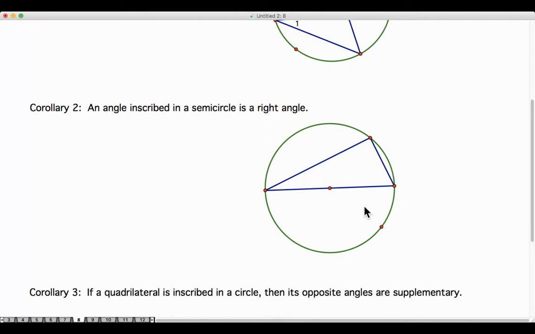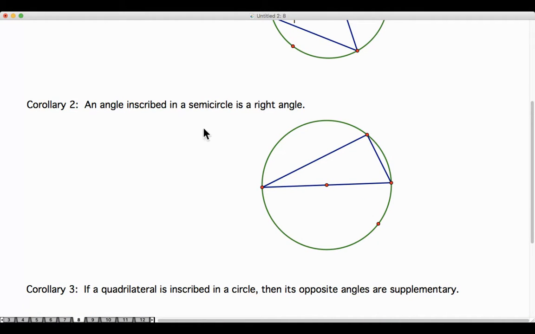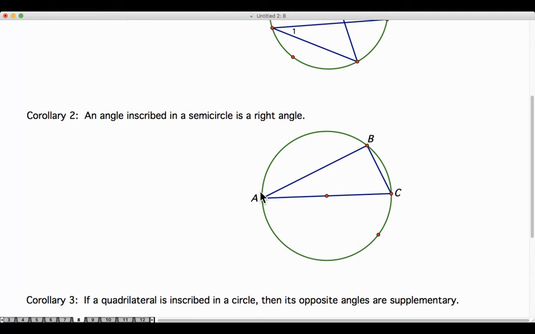Okay, here's one that pops up and it's sort of surprising. An angle inscribed in a semicircle is a right angle. So we're talking about this angle up here, angle ABC, and it happens to be 90 degrees. That's what the theorem says, that this angle right here is 90, and it's 90 no matter where I move it. Notice this number is not changing.